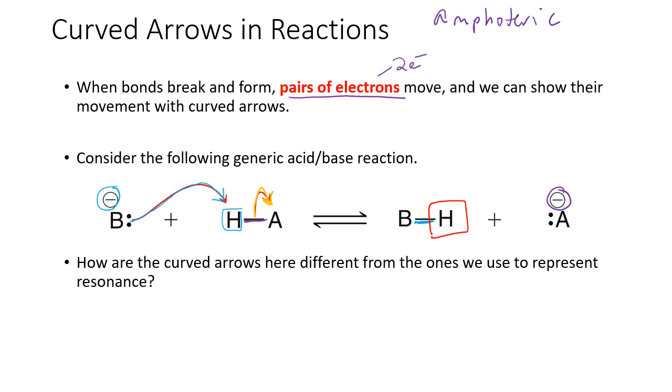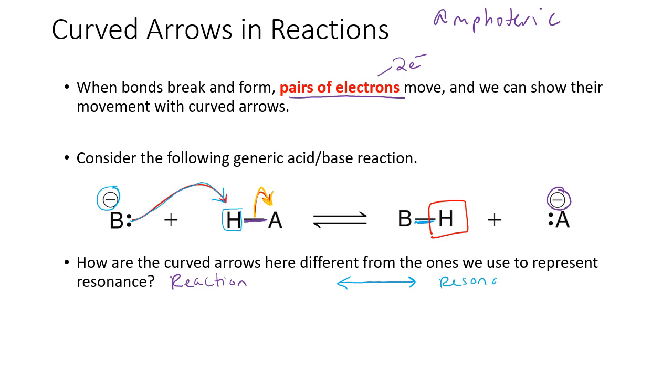So when we're looking at these curved arrows, the only way we can really say that they are different from the ones we were using before for resonance is that now we're actually using them in a reaction. Whereas when we were drawing them in resonance, we were just delocalizing those electrons. We were moving the electrons around the structure, but we weren't going from reactants to products when we were drawing resonance structures.